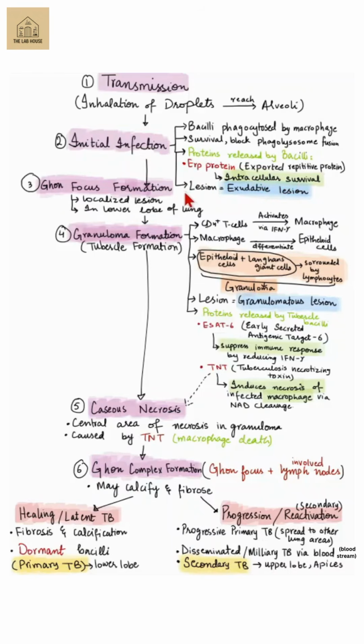intracellularly. So the lesion that is formed in case of initial infection is an exudative lesion, which is comprised of acute inflammation. So a Ghon focus is formed after the initial infection. It is a localized lesion and in the lower lobe of the lung.